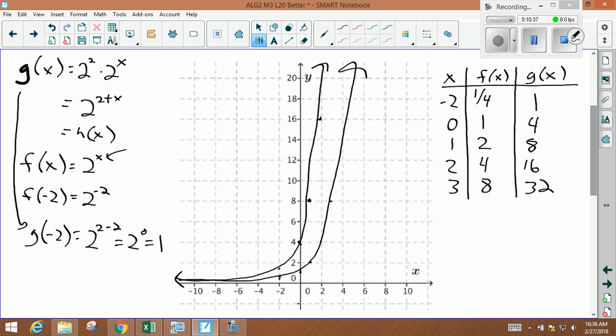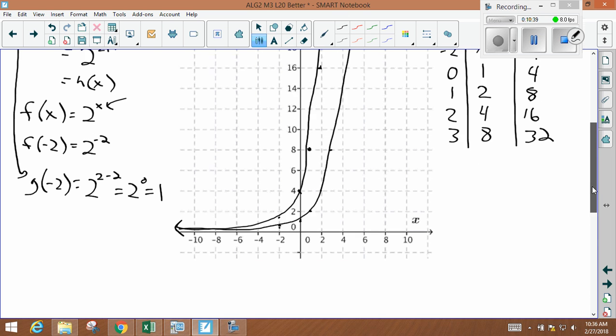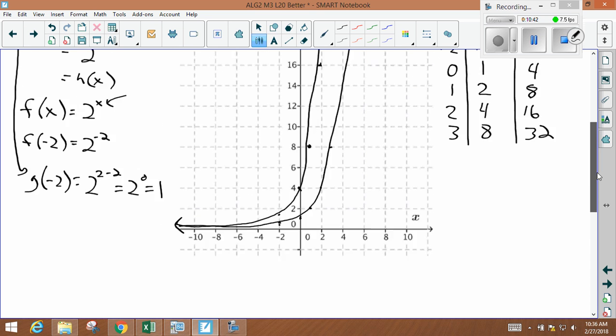Okay, there we go. We graphed them as we were instructed to do. And that's all we have.